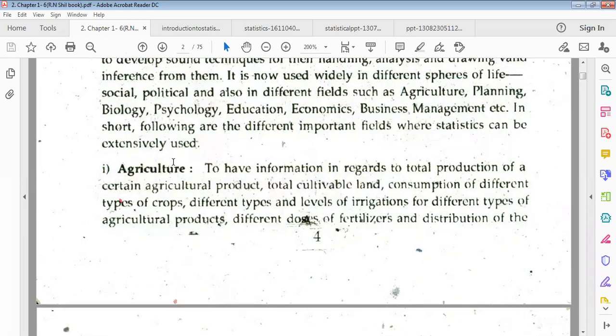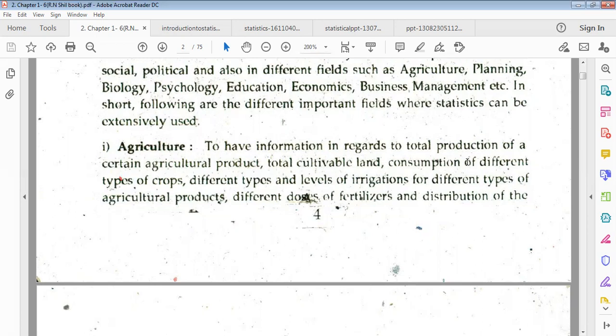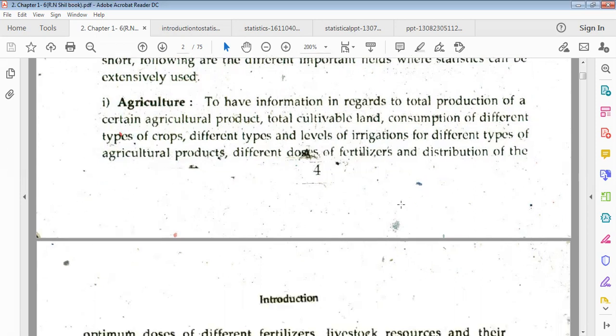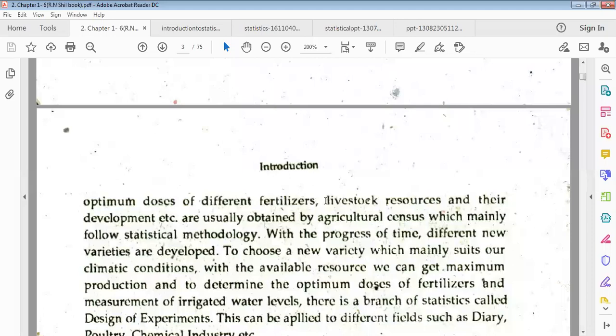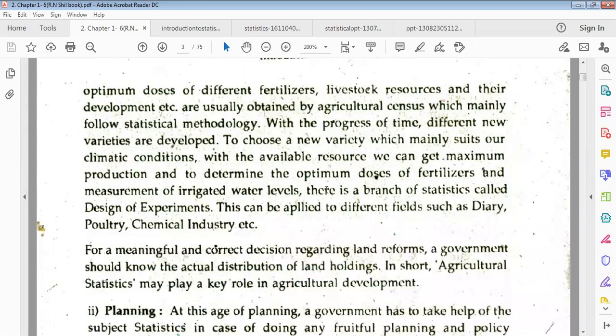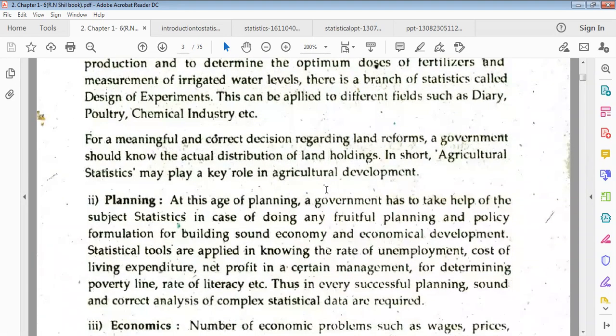Actually, first of all, agriculture. It has a big contribution to agriculture. To have information regarding the total production of a certain agricultural product, total cultivable land, consumption of different types of crops, different types and levels of irrigation for different types of agricultural products, different doses of fertilizers and distribution of the optimum doses of different fertilizers. Actually, we need fertilizers for different parts of land to grow more crops. So in this case, we have to use statistics.